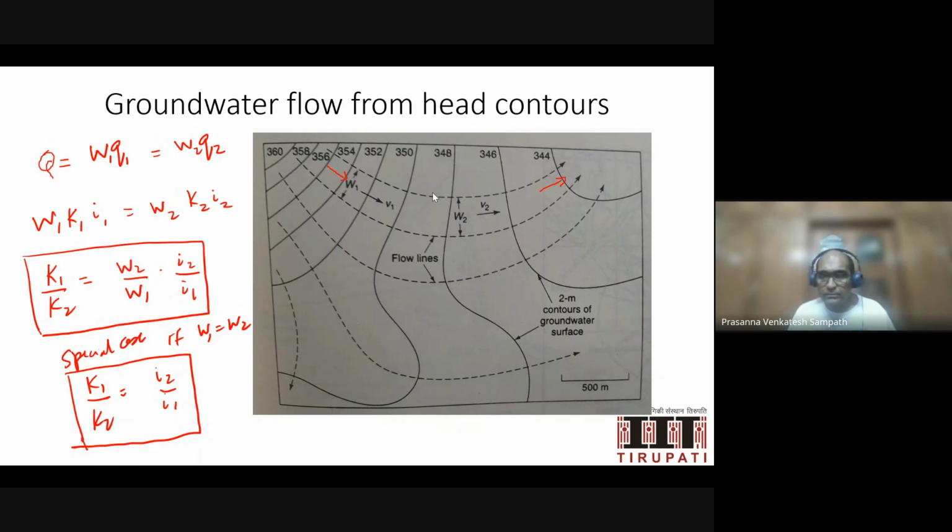Okay. High conductivity contours have a greater distance between them. Low conductivity contours are close to each other. That is the general rule. Okay. All right. So let's move on now.